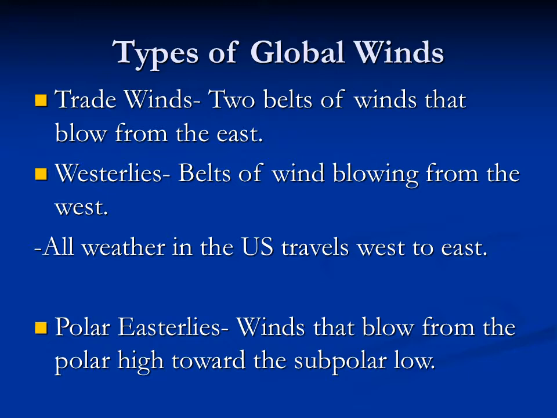All right, so the types of global winds. There's trade winds, westerlies, and polar easterlies are the three that we're going to focus on. The trade winds are two belts of winds that blow from the east to the west, and the westerlies are the belts of wind that blow from the west. So all winds are named from the direction that they come from. So westerlies come from the west. Polar easterlies are winds that blow from the polar high toward the subpolar low, from the east direction to the west. And in the United States, all weather travels from the west to the east.